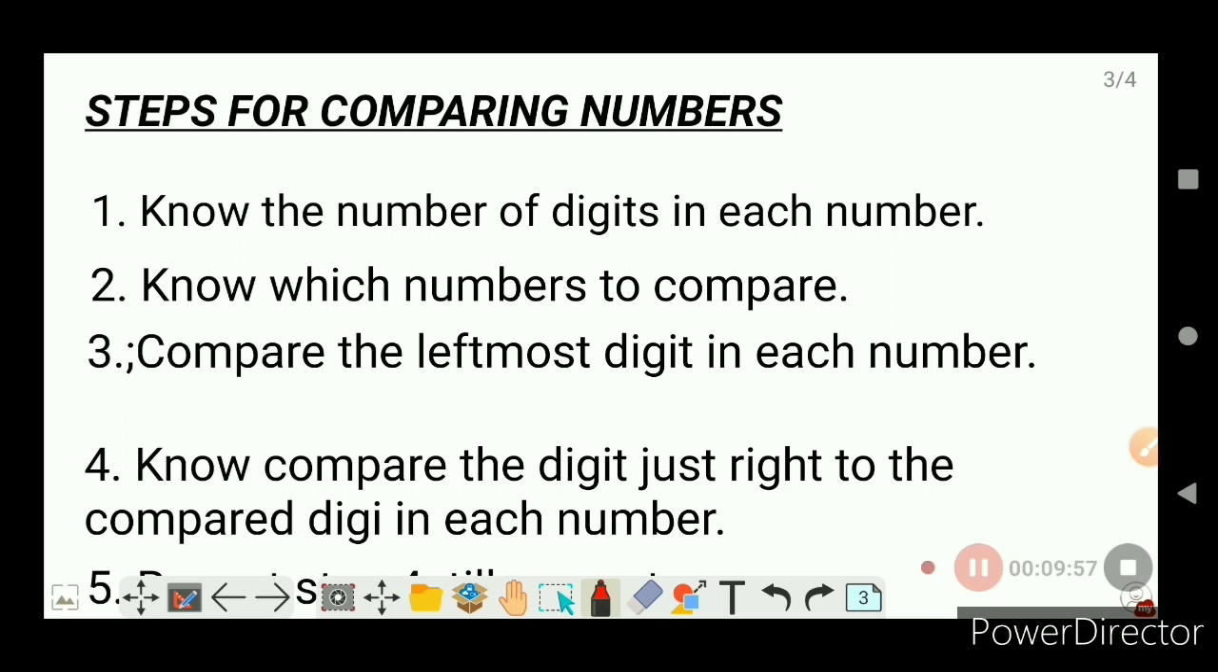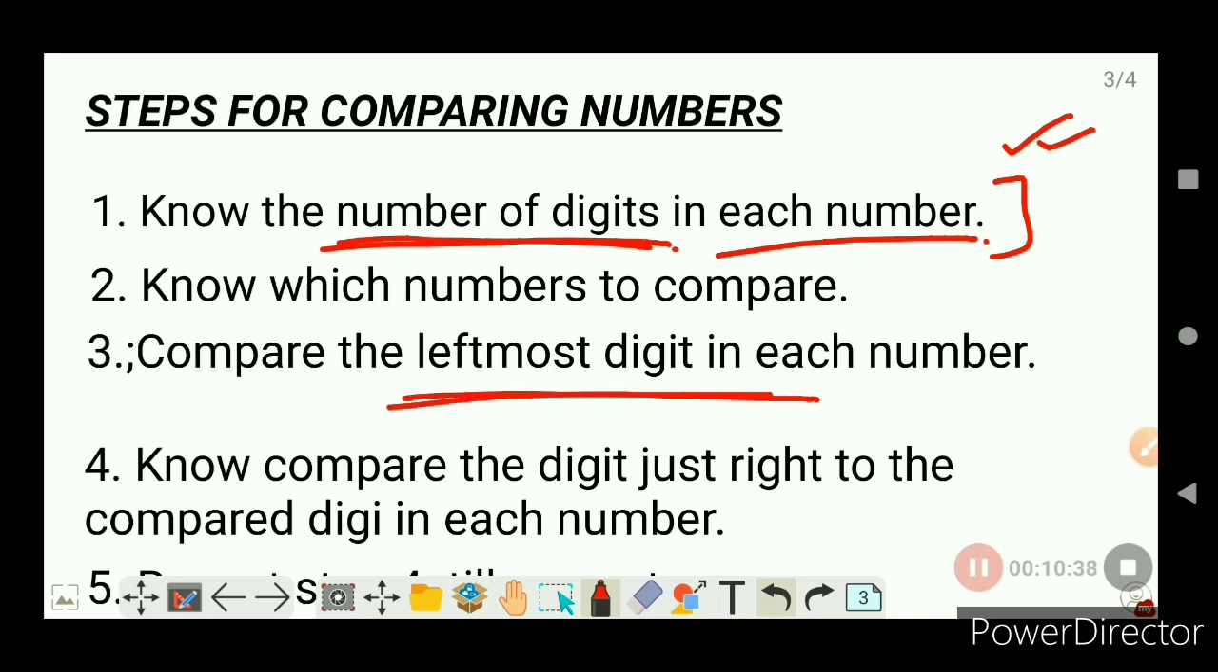So we have compared our numbers by the number of digits, and the 4-digit number is greater than the 2-digit or 3-digit number. So knowing the number of digits in each number, we can easily find out which one is greater and which one is smaller. So the first thing you will ever do in comparing numbers is this: just count the number of digits in each number to be compared, right? Then if the number of digits in each number is equal, we go ahead with comparing the leftmost digit in each number.